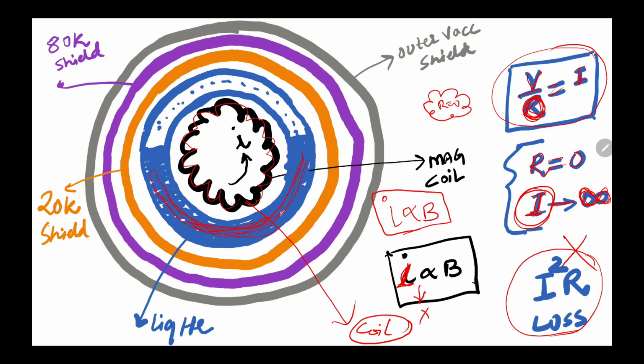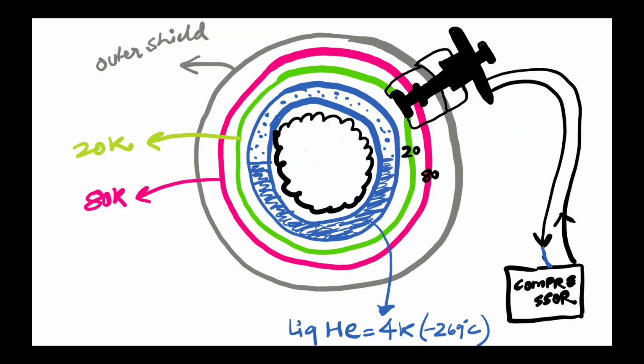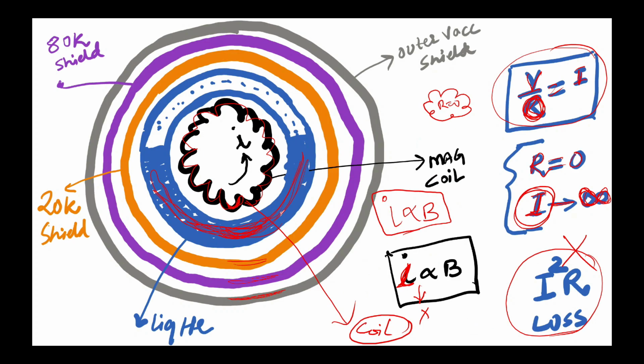So now this black color coil is sitting inside the liquid, and there are shieldings: the 20 Kelvin shielding, the 80 Kelvin shielding, and the outer vacuum vessel. These are all different shieldings to protect your liquid and keep it intact inside the vessel. So this is the diagram.